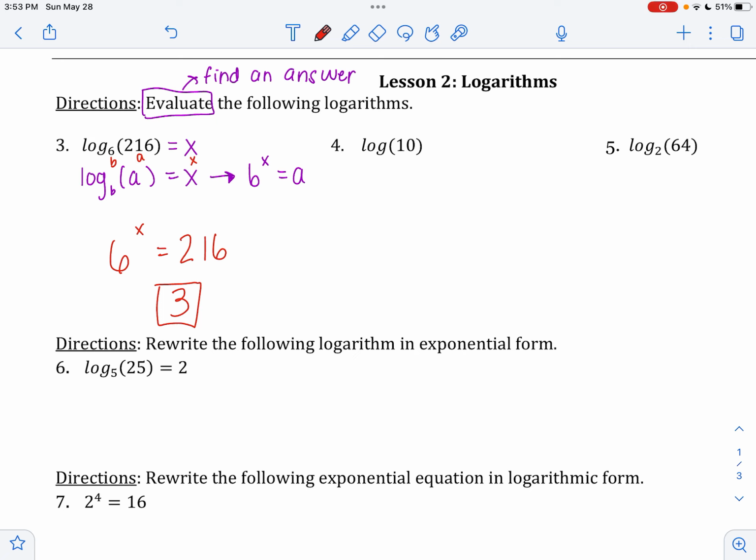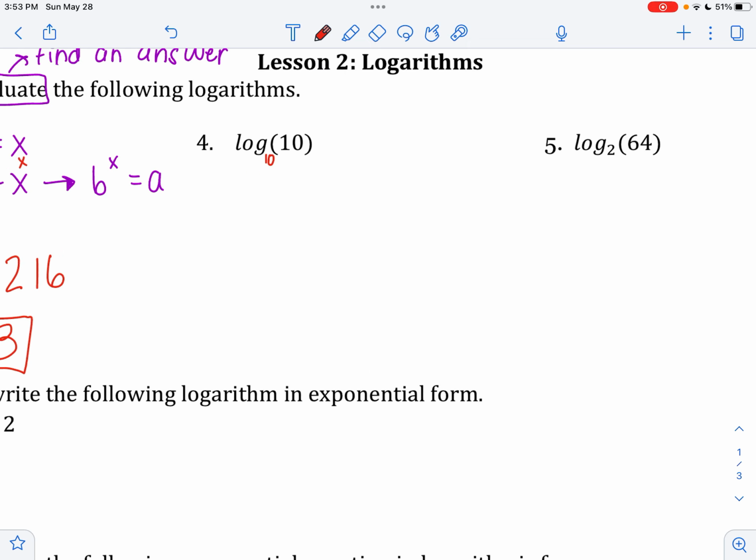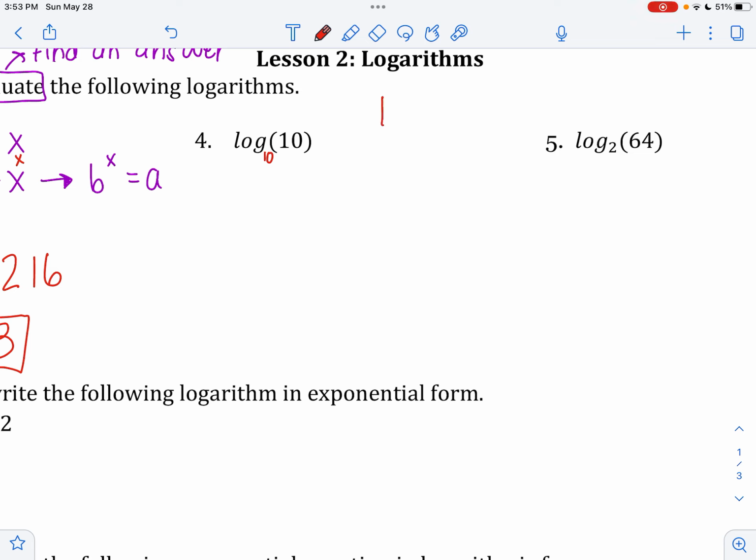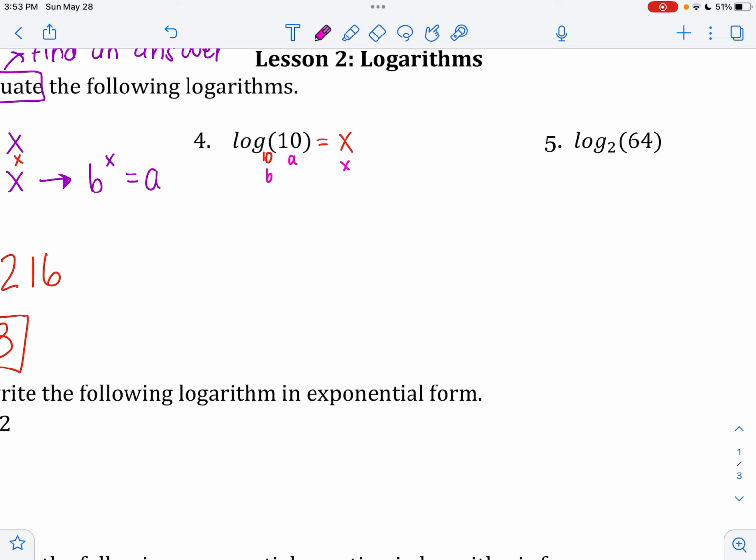Okay, number 4. So the base here, if there's no base at all, it's a 10. Remember with ln, the natural log, if there's no base, it's an e, right? With log, if there's no base, it's a 10. So again, if we want to equal this to x, and if we want to label this, let me label it b, a, x. So if we're following this, b to the x equals a means 10 to the x equals 10. Well, what would x equal? 1. Because 10 to the first power gives me 10, right?